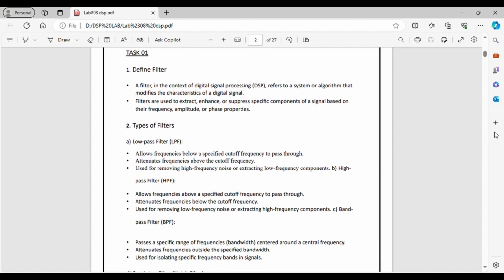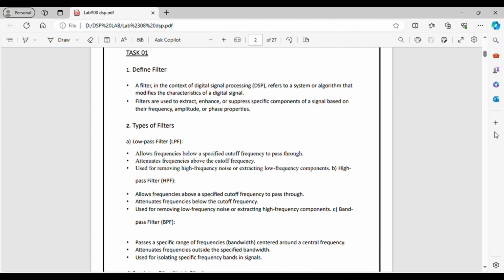The second point is types of filters. Low pass filter: it allows frequencies below a specific cutoff frequency to pass through and attenuates frequencies above the cutoff frequency, and is used for removing high frequency noise or extracting low frequency components. The second type is high pass filter: it allows frequencies above a specified cutoff frequency to pass through and attenuates frequencies below the cutoff frequency, and is used for removing low frequency noise or extracting high frequency components.